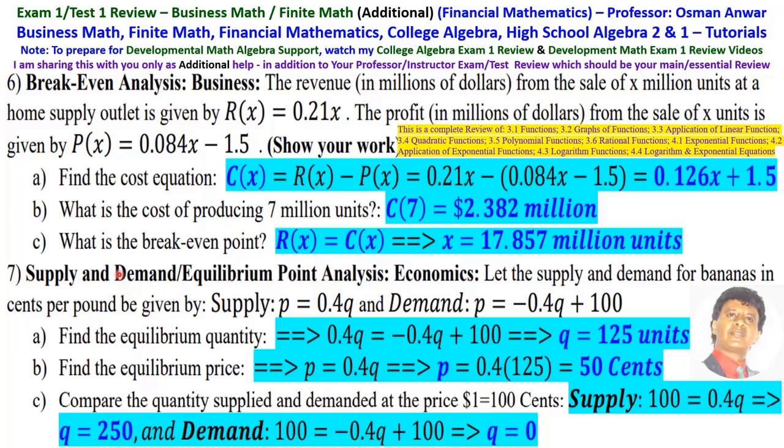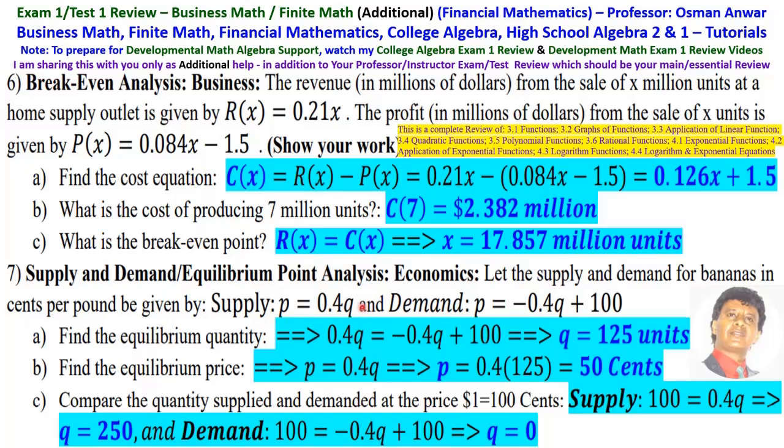Okay. Number 7 is supply and demand equilibrium points analysis. This is economics. Let the supply and demand for bananas in cents per pound be given by supply P = 0.4Q and demand P = -0.4Q + 100. Find the equilibrium quantity. Equilibrium is when supply equals demand.